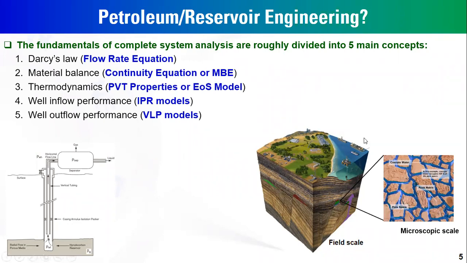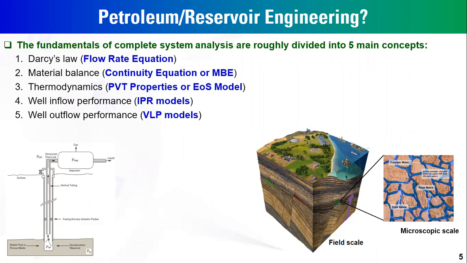The second principle is the continuity equation or the material balance equation, which means the remaining volume at a specific time will be the initial volume of storage minus the produced volume of the cumulative production.